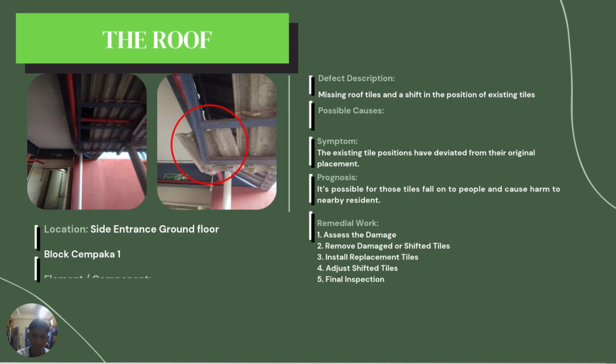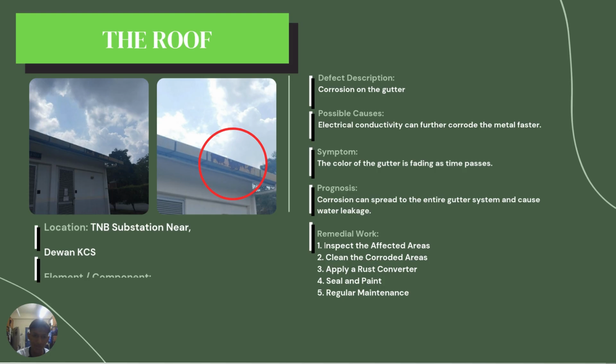Next, the second defect at the roof is at TMB substation near Dewan College Cepakasari, also known as Dewan KCS. The element is roof and the component is gutters. Defect description is corrosion on the gutter, and possible cause: electrical conductivity can further corrode the metal faster. The symptom for this defect is the color of the gutter is fading as time passes. Prognosis for this defect is corrosion can spread to the entire gutter system and cause water leakage.